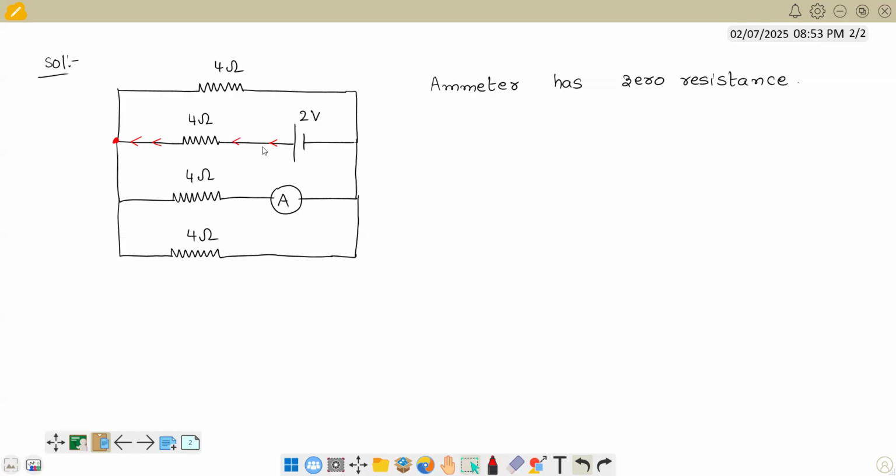If you already know that they are parallel to each other, this explanation might be lengthy for you. Once we know that this 4 ohm, this 4 ohm, and this 4 ohm are parallel to each other, instead of this entire circuit we can write R effective of these three 4 ohm resistors. If resistors are in parallel and all of them are equal, their R effective would be R by N. So it would be 4 by 3 ohms. So the R effective of these three is 4 by 3 ohms.